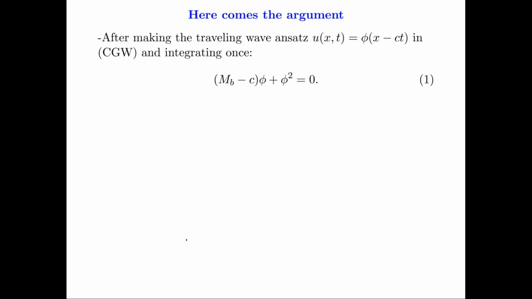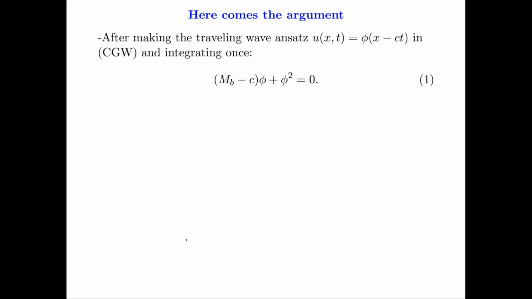So how do you prove these theorems that we've got? Let's just get the governing equation for the profile. You put in your standard traveling wave ansatz: u is going to be phi of x minus ct, and phi is the profile of the traveling wave. You plug that into the CGW. Everything has at least one derivative on it, so you integrate once. You set the constant of integration to 0 because that's something you can do, and you get this equation right here.